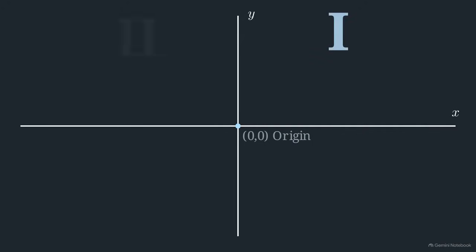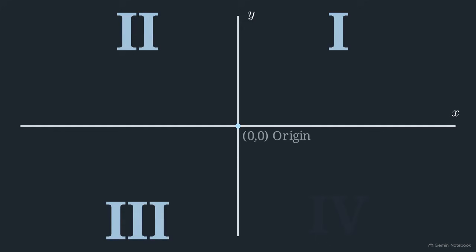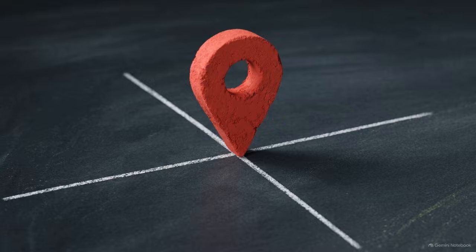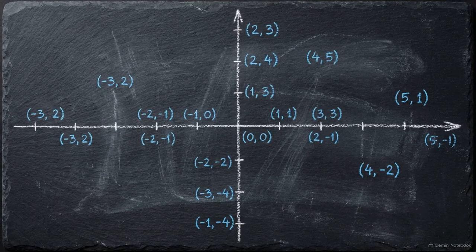These axes divide the map into 4 quadrants, numbered 1 through 4 in a counterclockwise circle. Each location on this grid now has a fixed address. By drawing axes, you've created a map where every numerical pair exists at one specific point.